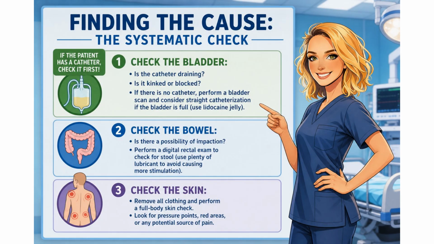Your search for the cause should be quick and systematic. Start with the most likely trigger, the bladder. If the patient's Foley is kinked, has a blockage, or is full, this could be causing the problem. If there's no catheter, you may need to perform a bladder scan and catheterize the patient immediately if their bladder is full. Always use lidocaine jelly to numb the area and prevent more stimulation. If the bladder isn't the issue, move to the bowel. Is the patient due for a bowel program? Could they be impacted? A careful digital rectal exam may be necessary. If you still haven't found the cause, perform a full-body skin check. Remove their clothes and blankets and look for anything: pressure spots, irritations, anything at all that could be causing pain.